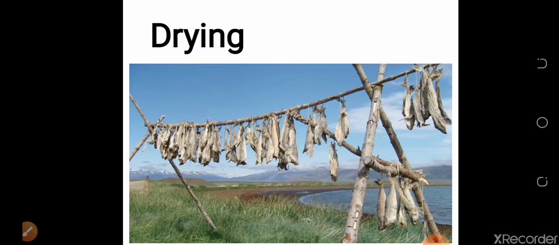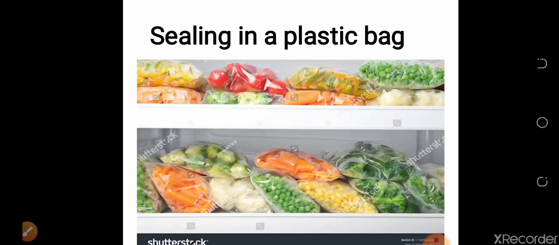Now, the next one is drying. Drying involves putting your food item directly under the sun. The sun helps to dry the food items properly. It could be your gari, it could be your rice. Here in this picture is fish, or it could be your meat as well. You can use the drying method to store your meat and your fish, and you can also use the smoking method to store your meat and your fish.